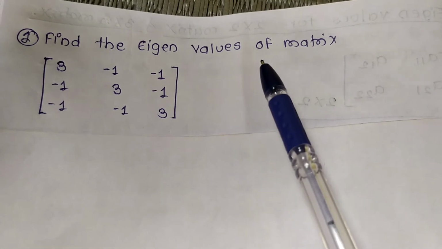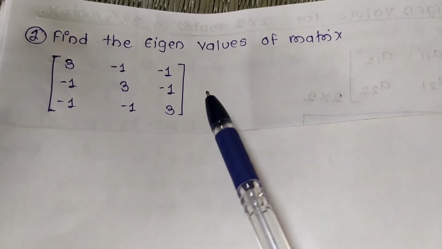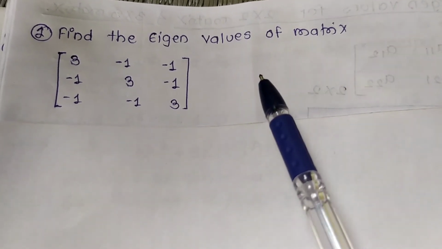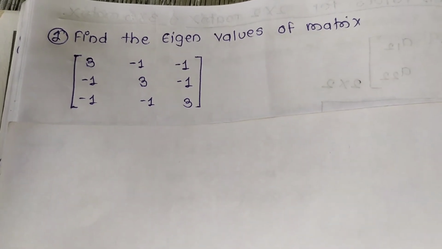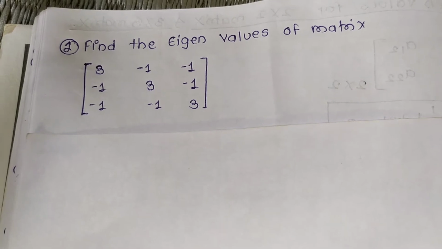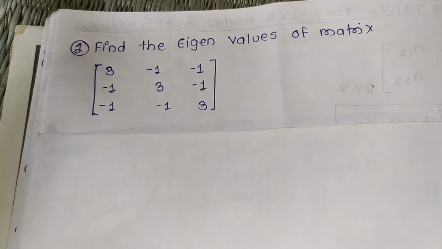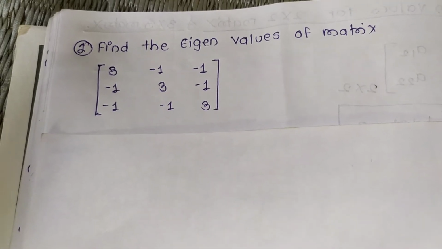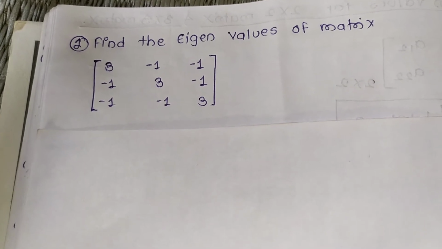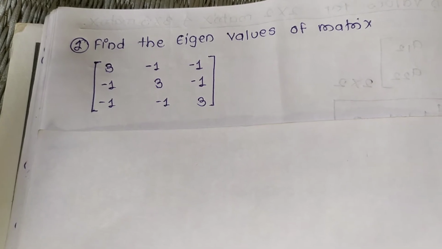Find the eigenvalues of a matrix. This is a 3 by 3 matrix. Hence, lambda cube minus S1 lambda square plus S2 lambda minus determinant of A is equal to 0.